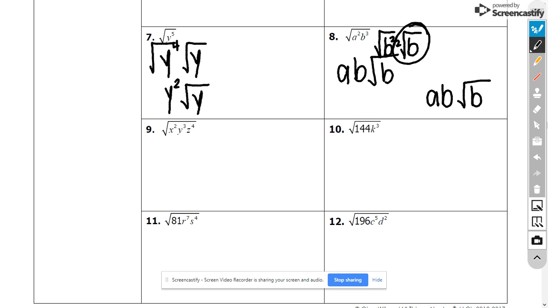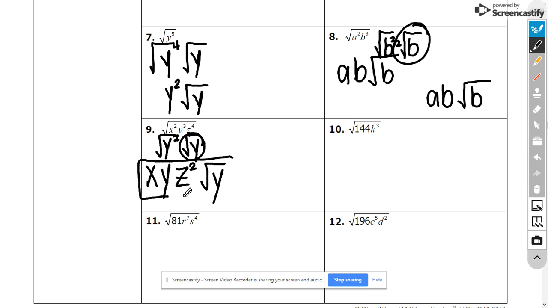All right, so for number 9, I have an even here and an even here. So I know that those will have no leftovers. The y, however, is going to have a leftover. So I have x2 gives me just x1. Now y is now y squared and y. So 2 divided by 2 gives me just 1y. But I do have this leftover. I'm not going to use it yet. Let's look at z4. 4 divided by 2 is 2. So I have z2. And then you don't forget about your leftover y. So that is your final answer.